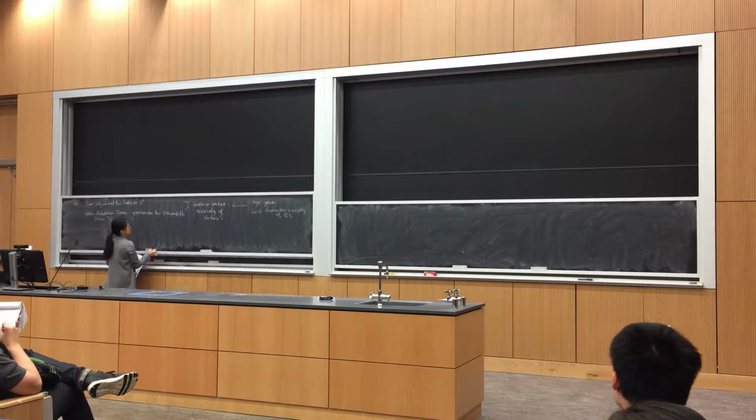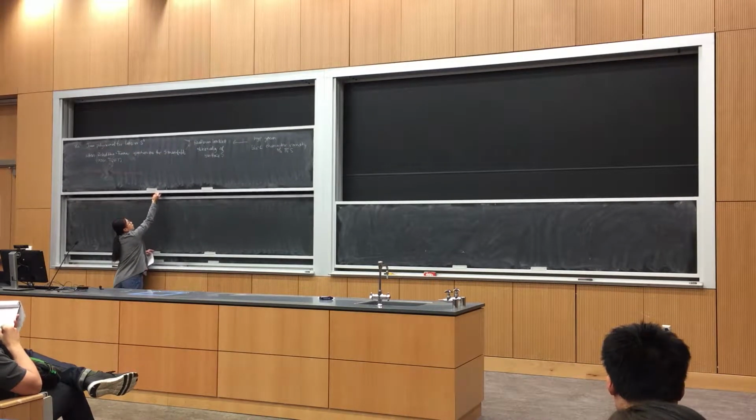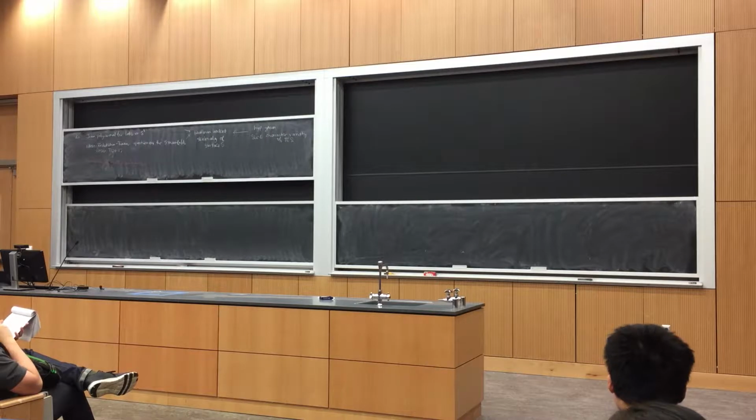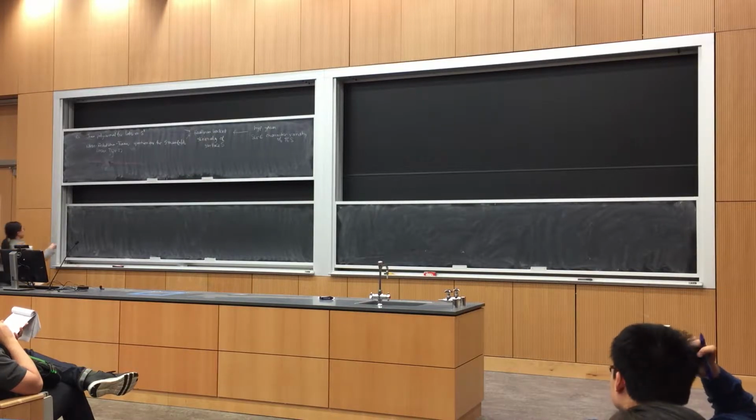So let's start off with the definition. I'm going to define not quite the Jones polynomial, but the Kauffman bracket, which is essentially the same as the Jones polynomial. So, here's the definition.